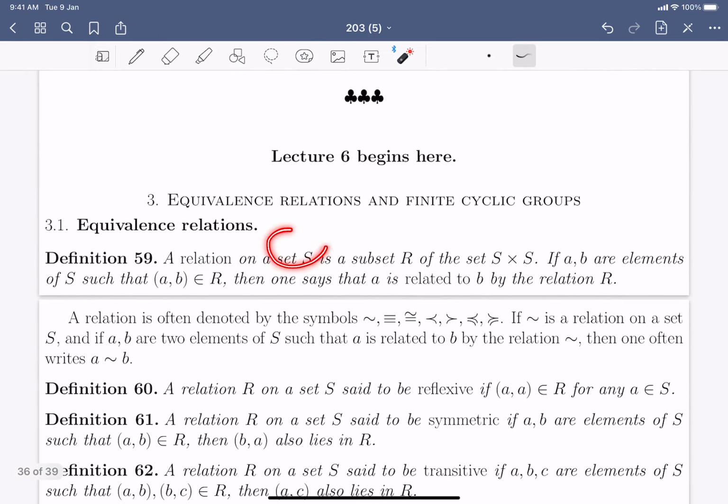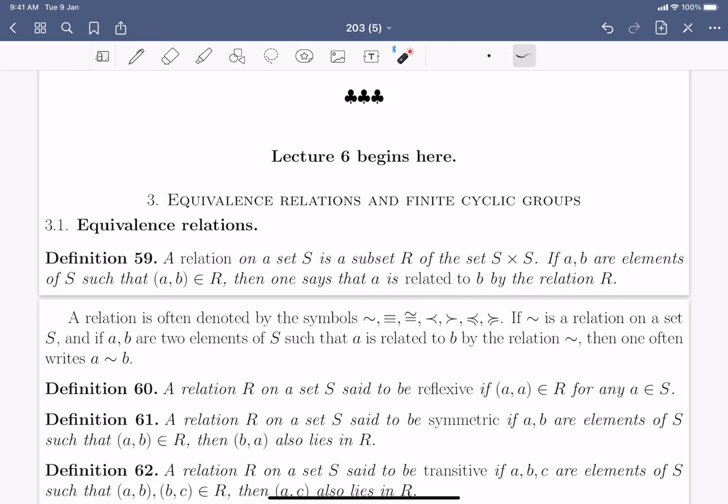A relation on a set S is a subset R of S cross S, and if A, B are elements of S such that the pair A, B lies inside R, then one says that A is related to B by this relation R. Let's read this definition once again. A relation on a set S is a subset R of S cross S, and if we pick two elements A and B such that the pair A, B lies inside R, then A is related to B by the relation R.